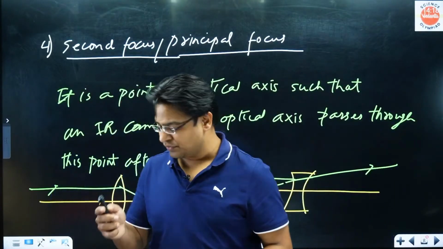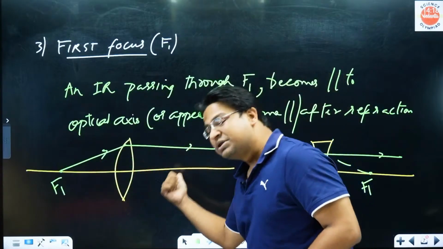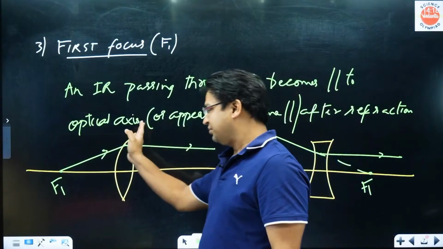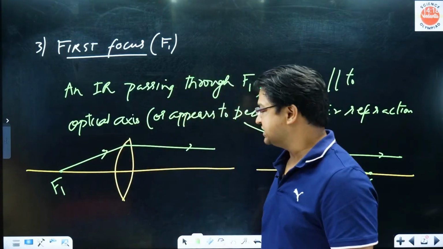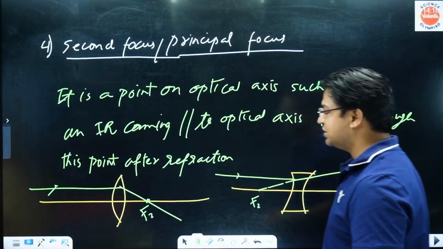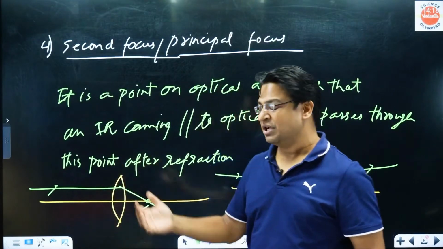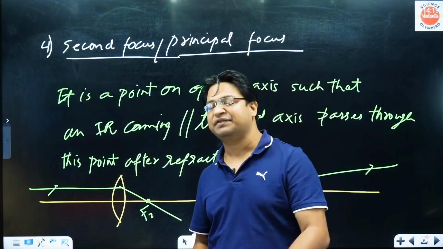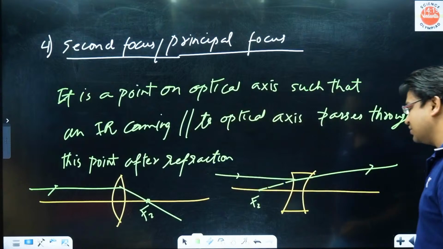Okay, so first focus, second focus. In case of first focus, the ray becomes parallel to the optical axis after refraction, and wherever it was cutting the optical axis before refraction, that point is the first focus. In case of second focus, the ray is initially parallel. It was coming parallel to the optical axis, and wherever it cuts the optical axis after refraction, that point is called the second focus or the principal focus.